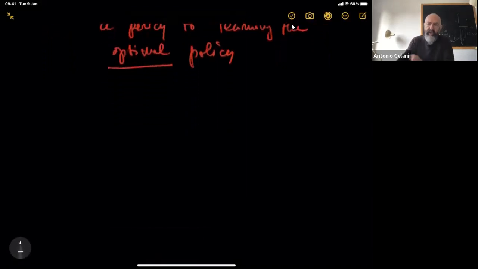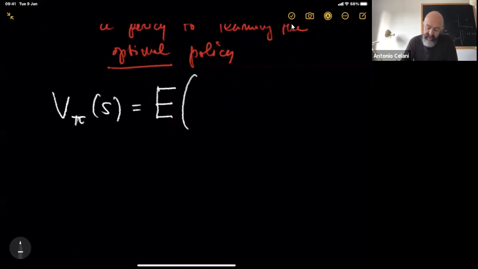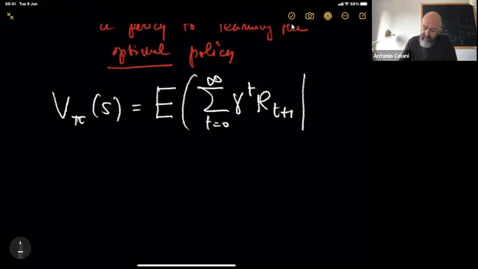So we focused on the question of how we can learn, given a certain policy pi, which is chosen by the agent, the value function, which is, remember, the expectation, in this particular setting that we use, of the discounted sum of rewards, which we can write in this way, given that the initial state is S.